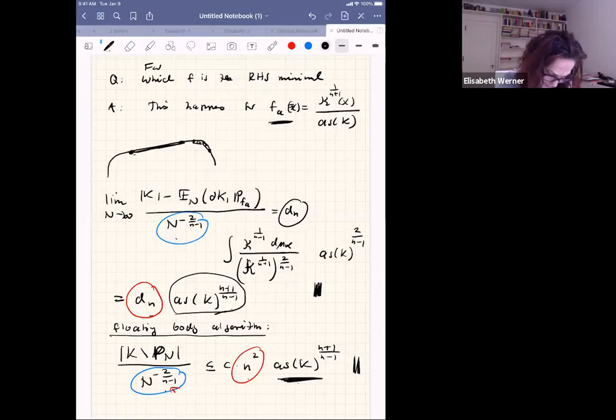Here we have n squared, and actually one can show that the dn is of the order n. So in the dimension dependence, this floating body algorithm is not as good. One can show that dn is of the order n.